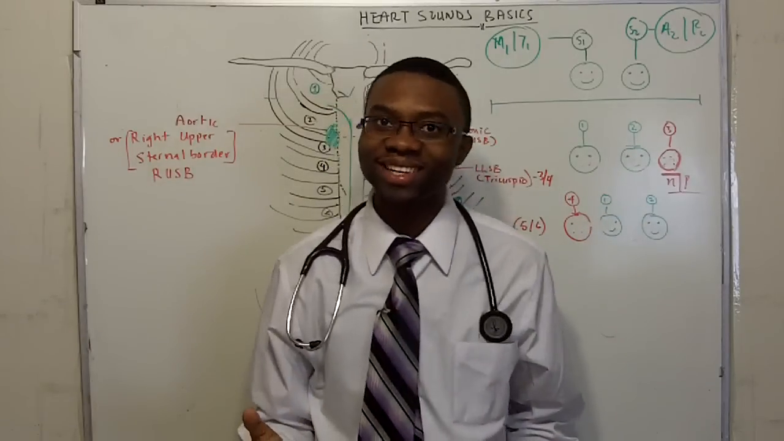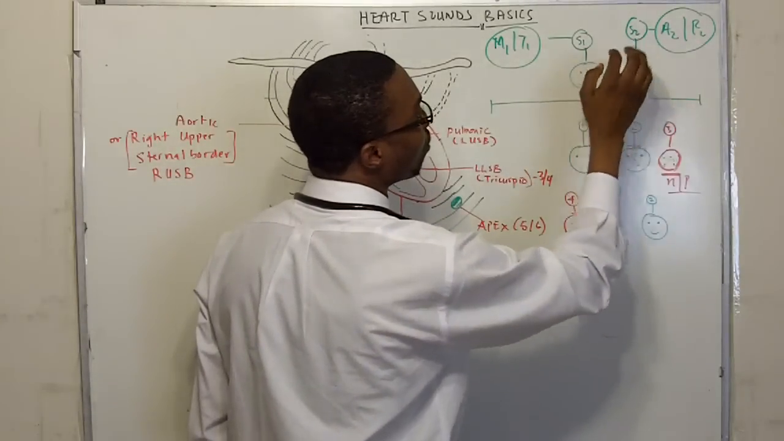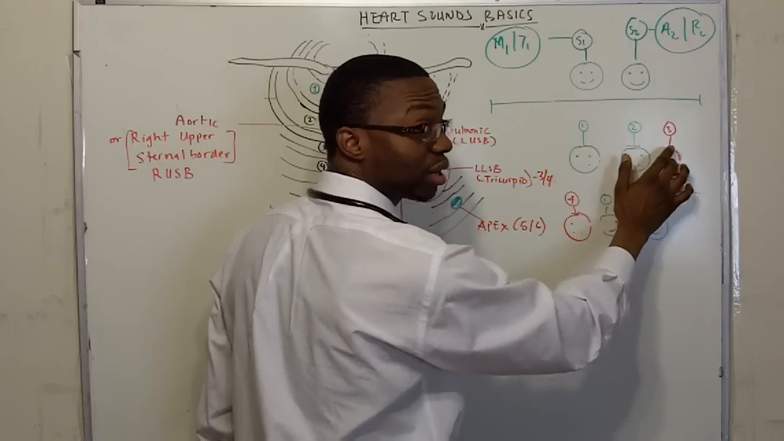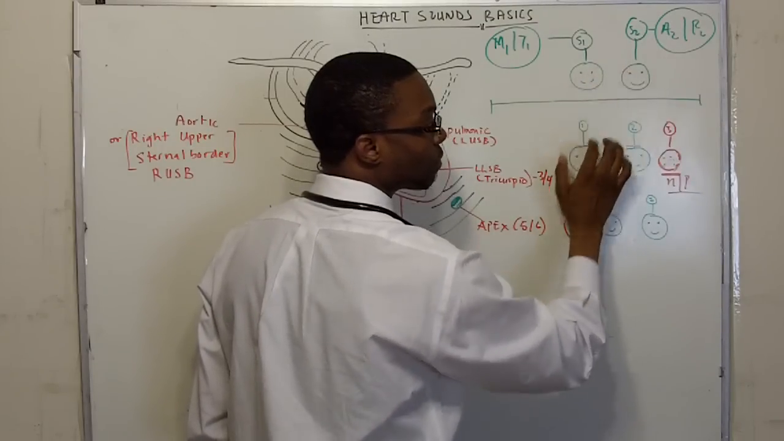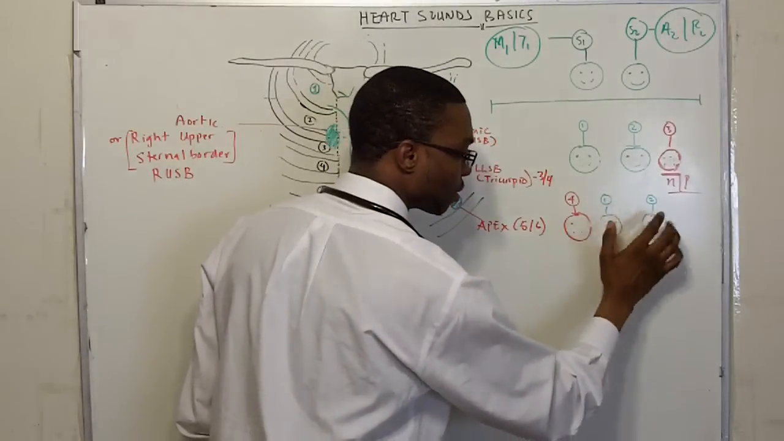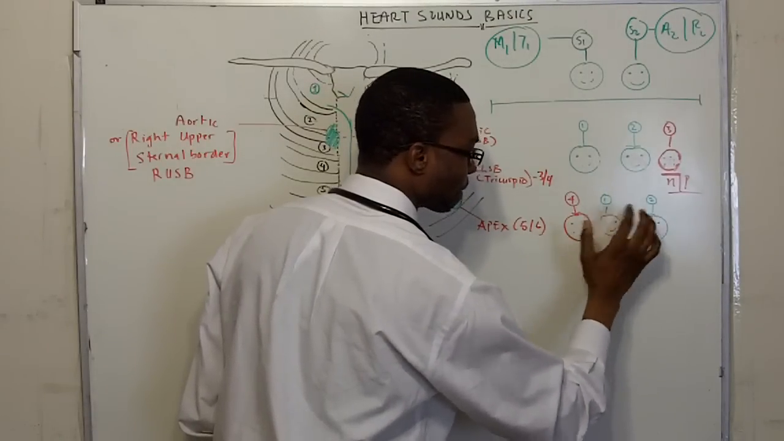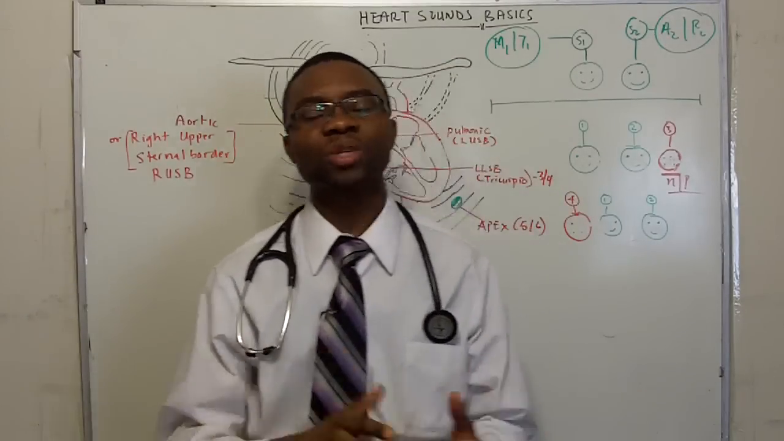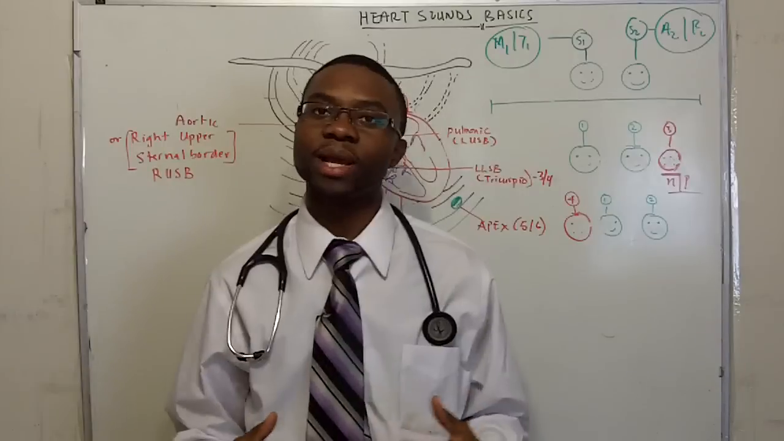So that's how I do it. Very, very easy. So let's try S1, S2, S3 again. 1, 2, 1, 2, 1, 2, 3, 1, 2, 3. Right? But S4 is different. That's S4, guys. So this is the basics. If you just know S1, S2, and you're able to even detect S3 and S4 in patients, that's great.